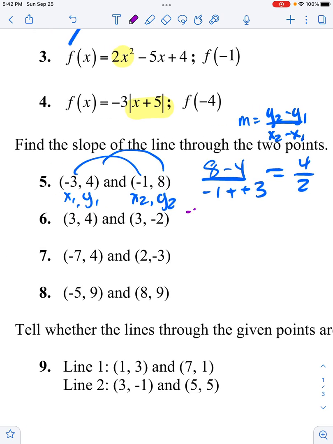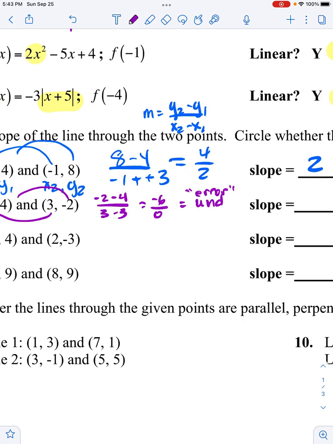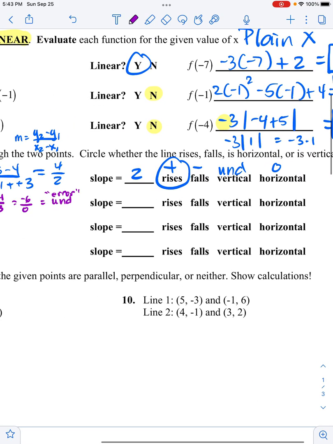So in the second one, I take my second y minus the first, my second x minus the first, so x2 minus x1. But when I do that, you can see what's going to happen on the bottom. I get on the top negative 6, but on the bottom I get 0. If you can't remember whether that's 0 or undefined, try it on your calculator and you're going to get an error. You can't divide by 0. So you're going to get undefined slope, which means it is vertical.